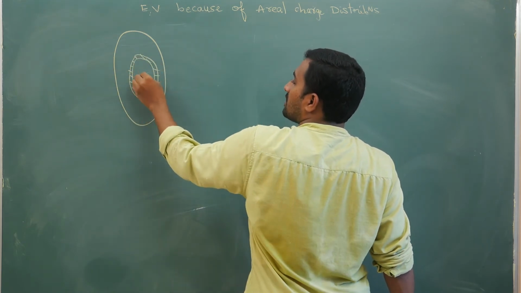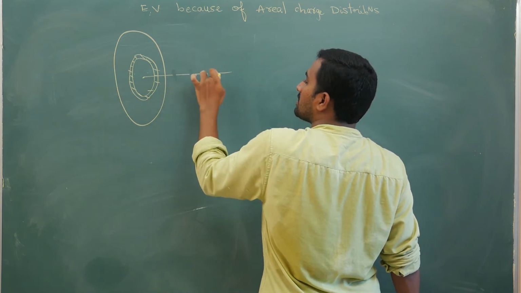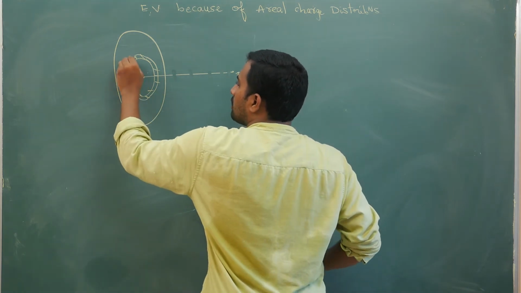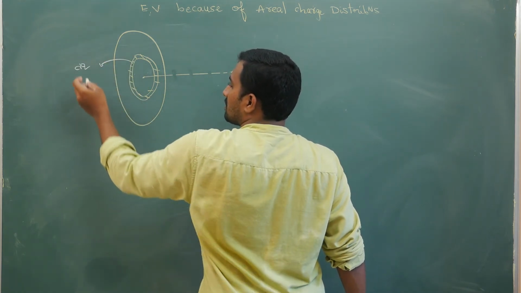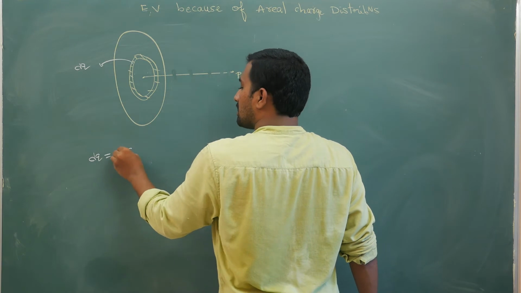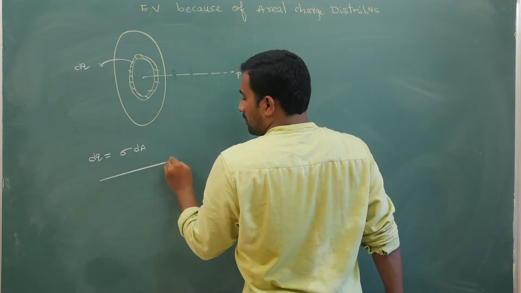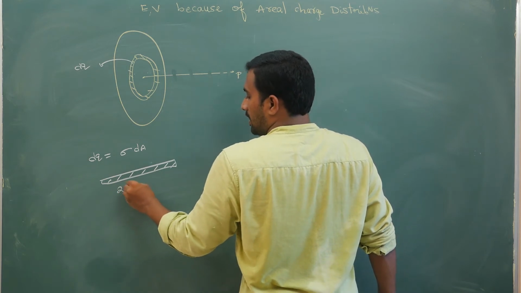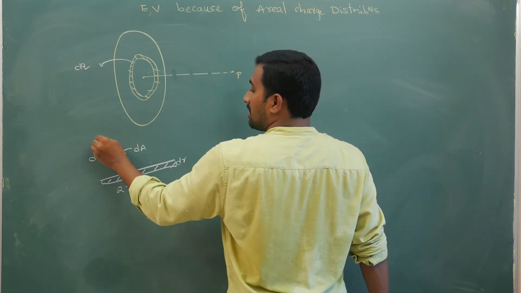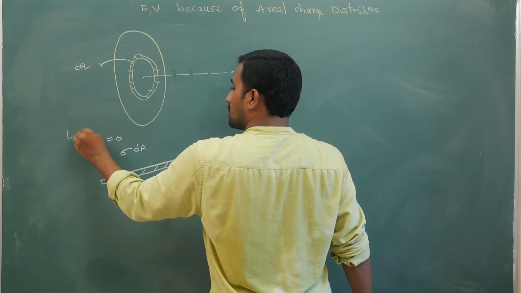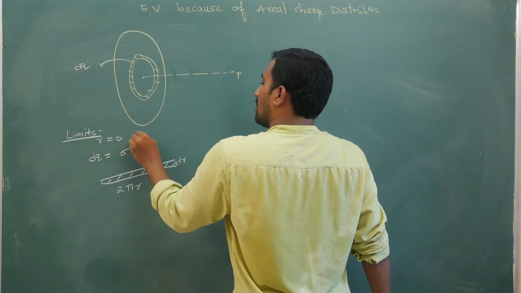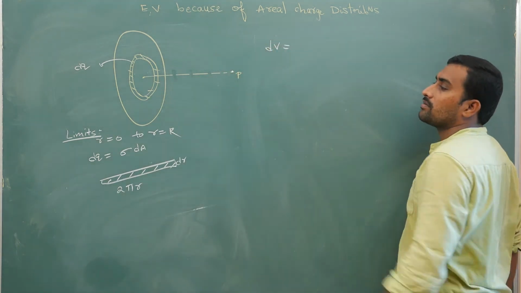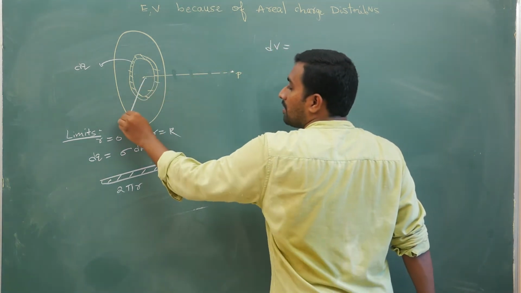Because of this elemental ring at distance x, your small potential, your dq, this is your dq charge. Your dq is sigma times dA, and your small area here is 2 pi r into dr. Your limits are from r equal to 0 to r equal to capital R. Now we know what is the potential because of this dq element. Your dq element is in the shape of a ring.